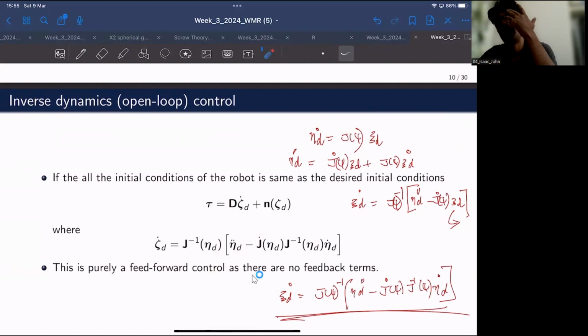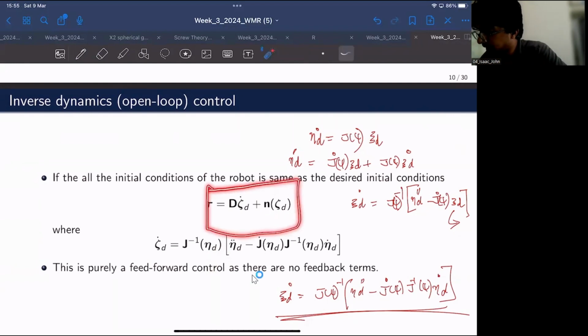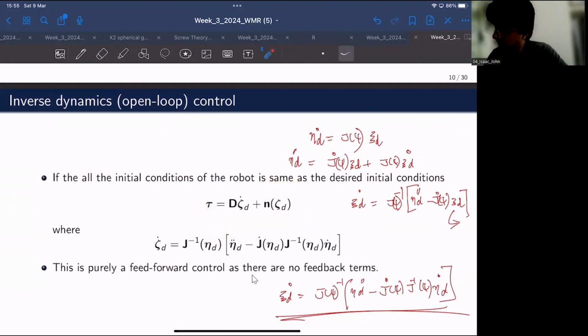So again, comparing it with the inverse differential velocity control, are there any feedback terms over here? No, because we only have feed forward terms. There are no feedback terms that are coming from the sensors. All of them are feed forward terms.